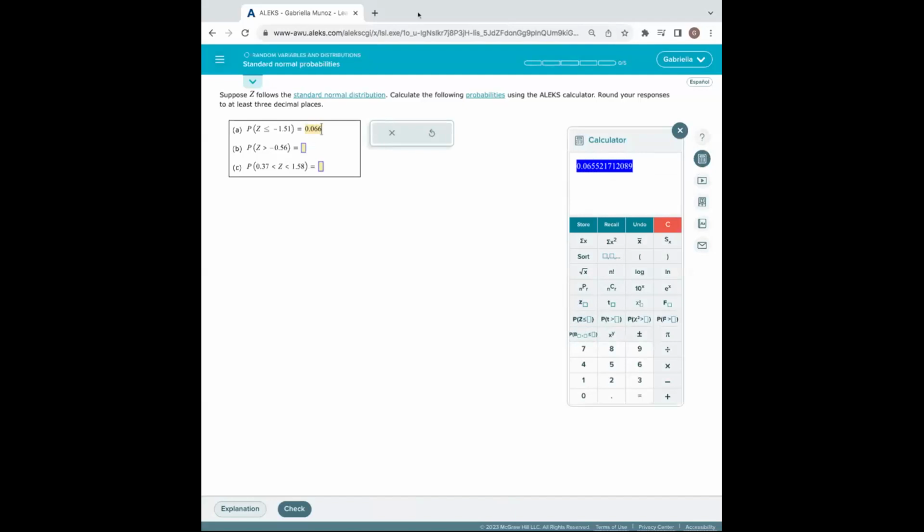So for the next one, it says greater than minus 0.56. You'll notice that if you go back to your calculator, you only have a less than. So use the less than again, but you're going to put a 1 minus in front of it. In front of the P, all the way to the left. That will give you the right tail. If it won't let you click right in front of the P, maybe undo or clear it out and then do a 1 minus there first.